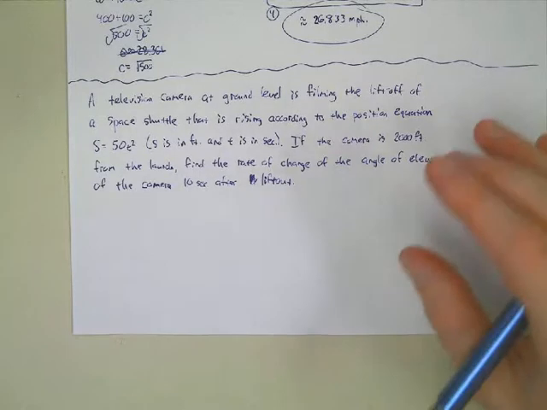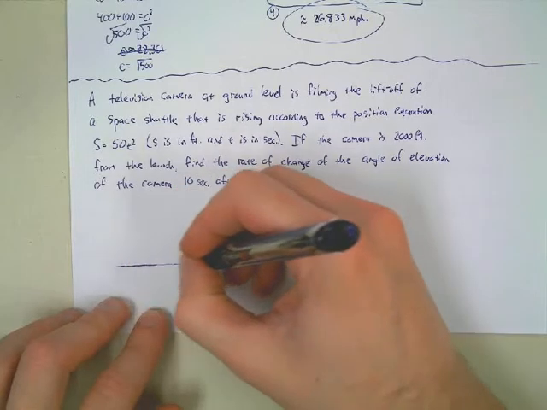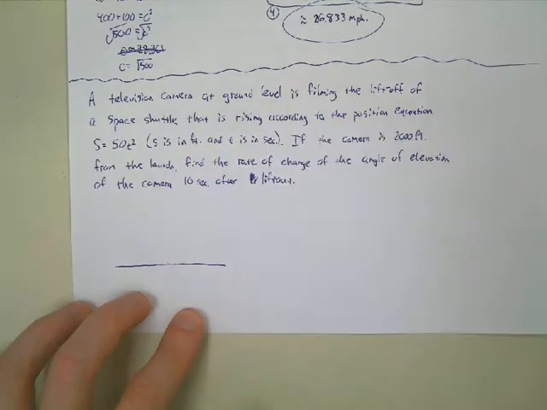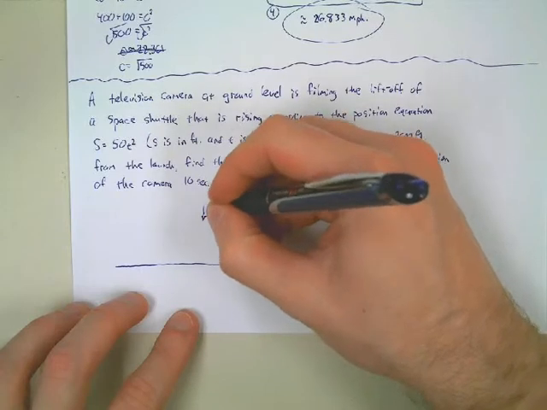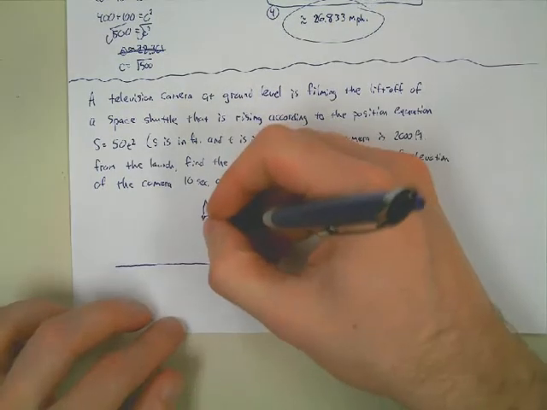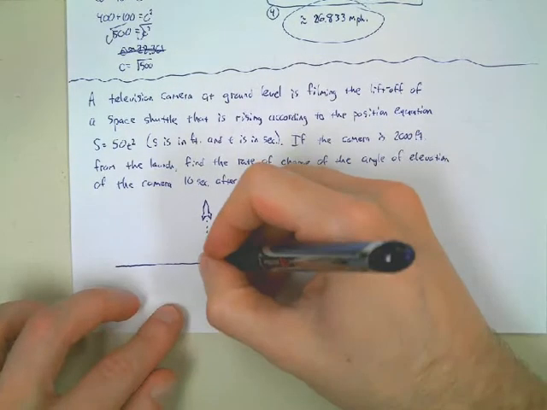So let's draw a picture. Okay, so there's the ground. And then launching off of the ground, somewhere up in the sky, is a rocket. Okay, it's a rocket. And we can assume that it launched at a 90-degree angle from the ground there. Okay. And then somewhere away, we have a little camera.